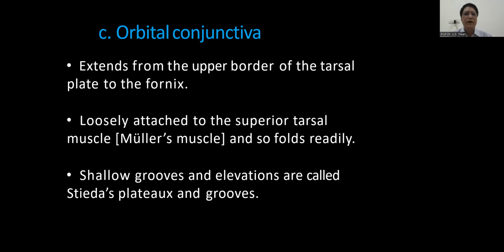The orbital part of the conjunctiva extends from the upper border of the tarsal plate to the fornix. It is loosely attached to the superior tarsal muscle, that is the Mueller's muscle, and so it folds readily. Shallow grooves and elevations are present in this, and they are called striae, plateaus, and the grooves. So these are the three parts of the palpebral conjunctiva.